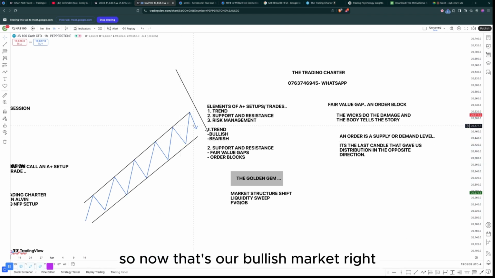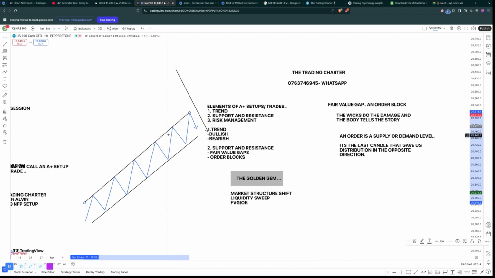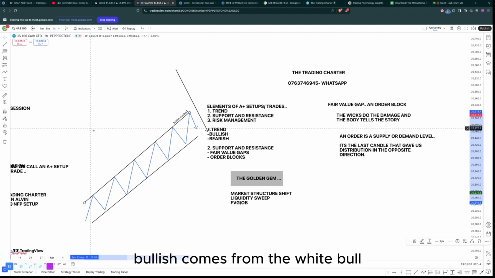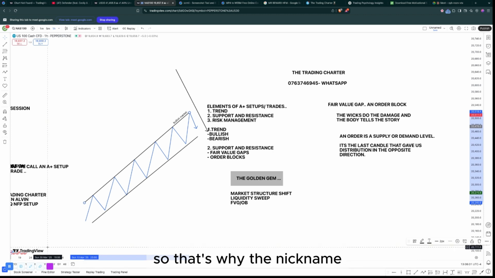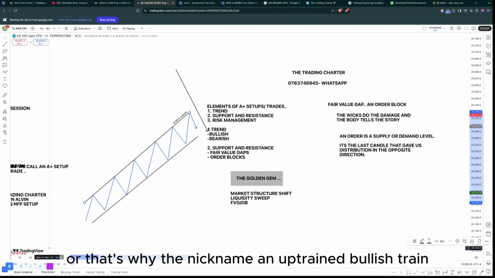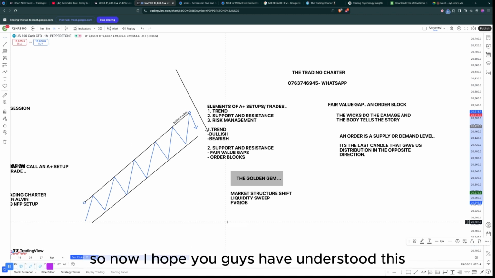So now that's our bullish market, right? So let us label it here. So this is our bullish market. So as I've told you guys, bullish comes from the word bull, and the bull fights while sticking its horns up. So that's why they nicknamed an uptrend a bullish trend. So now I hope you guys have understood this.